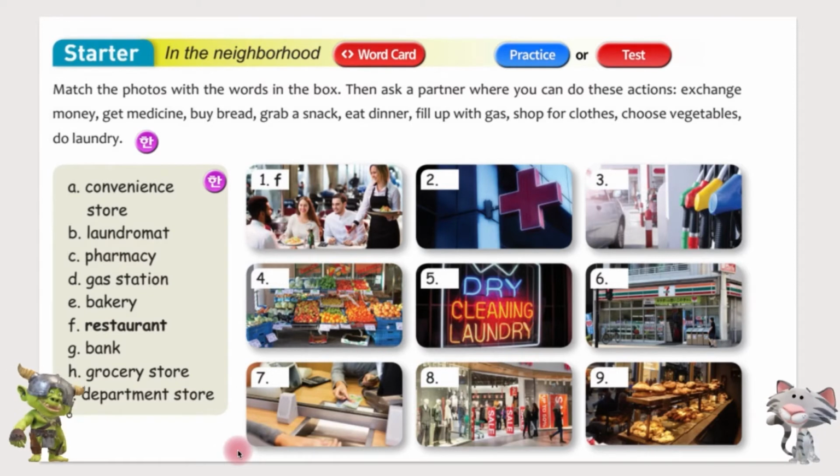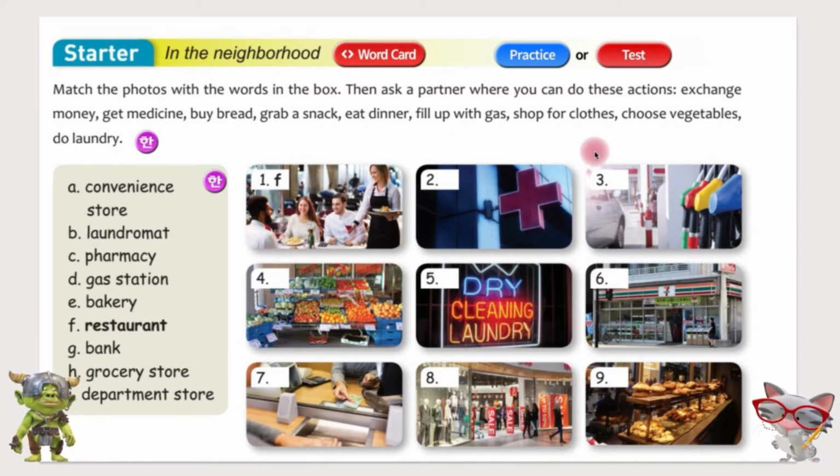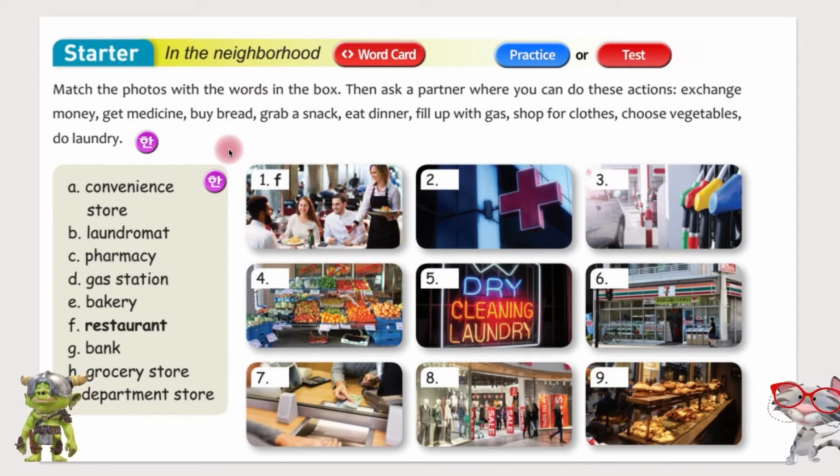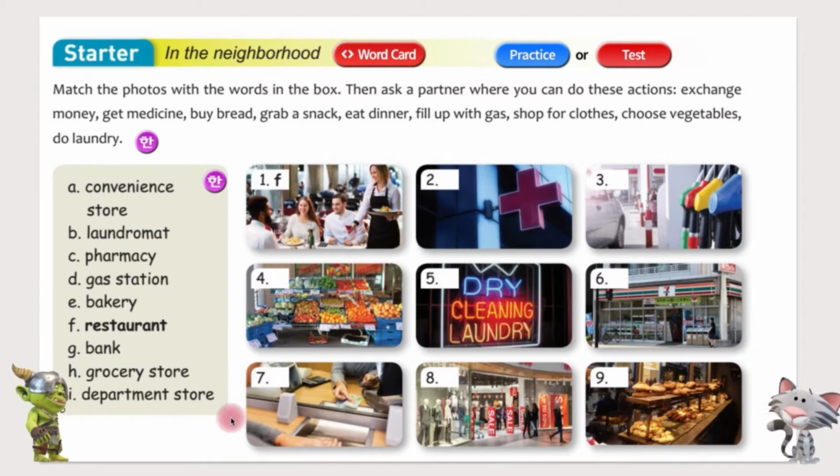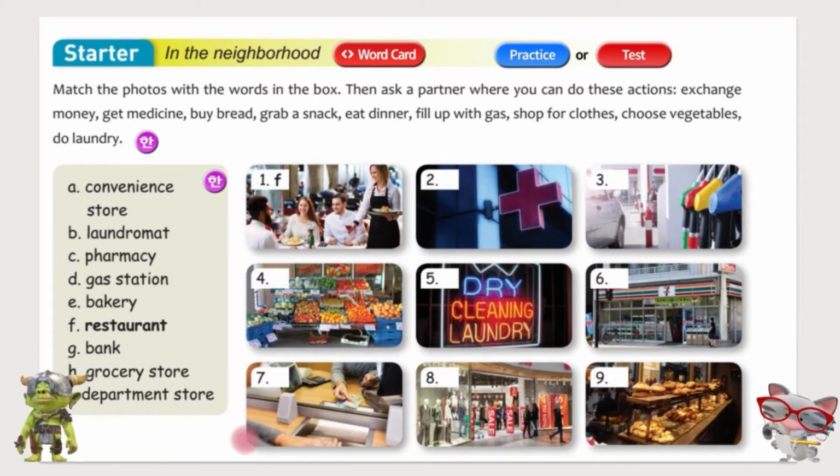All right, and number 7. What will you do at the bank? At the bank, I will exchange money. Yes, you can do many things at the bank regarding money. One thing you can do is exchange money. Maybe you're going on vacation and you want to change your Korean won into US dollar. So you will exchange Korean won for US dollar.